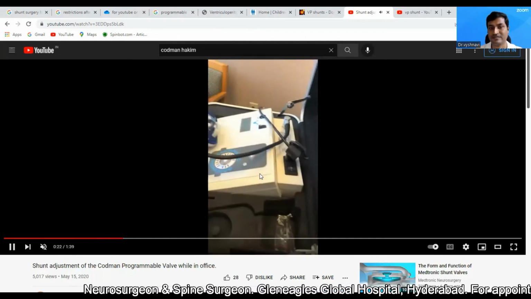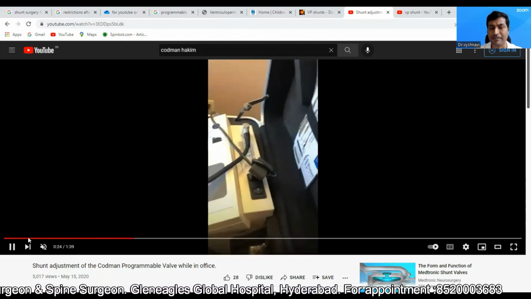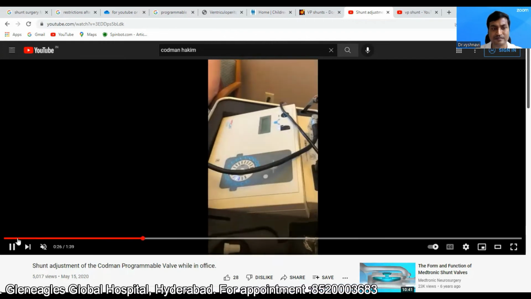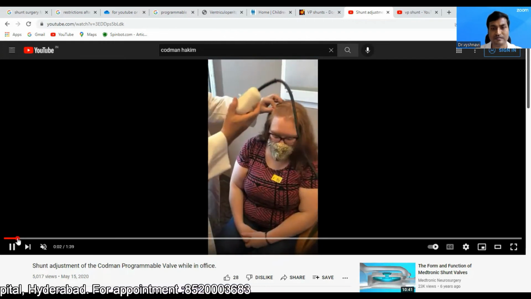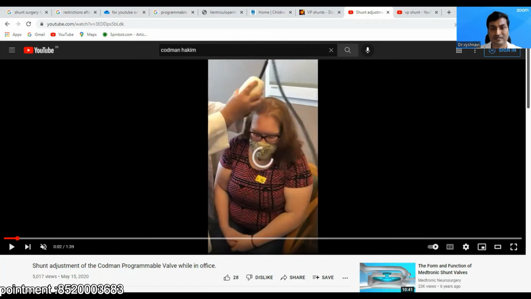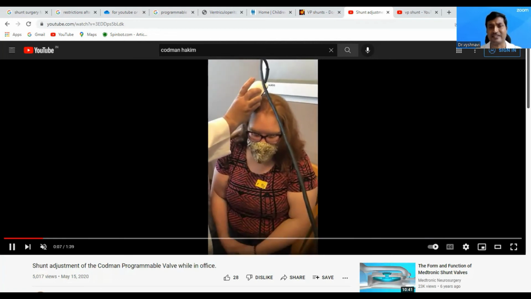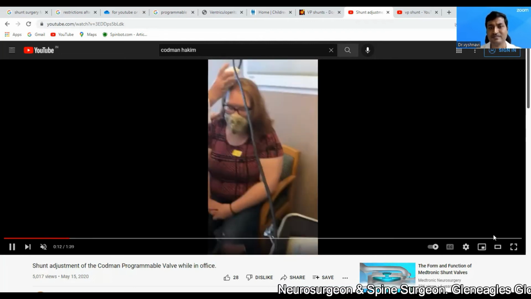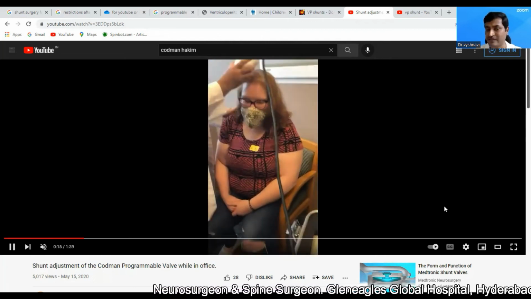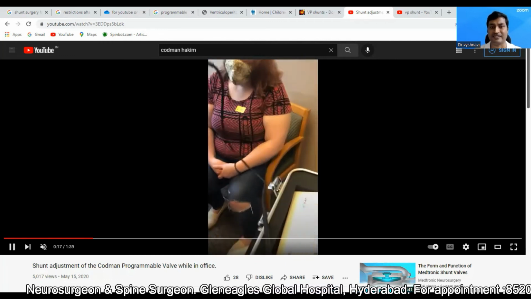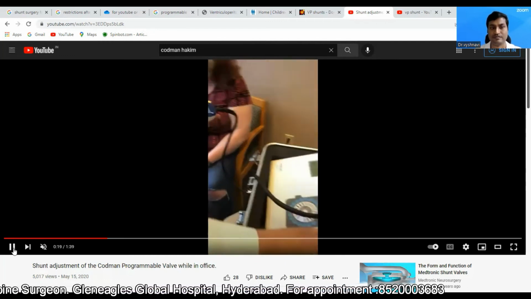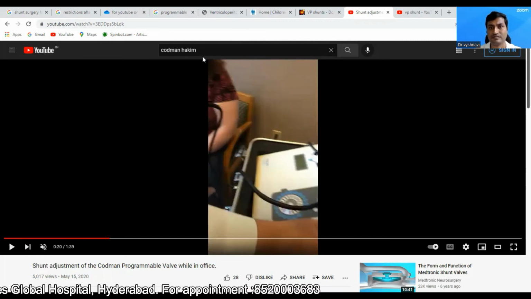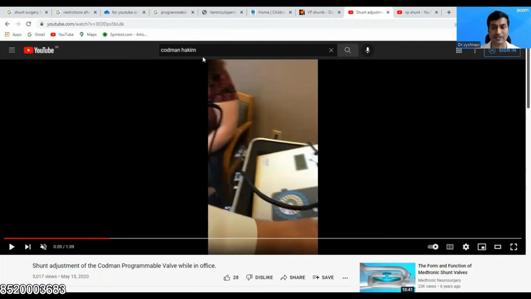That's all. This is the machine. This is just like a Bluetooth. Let me replay it. I just keep this Bluetooth over that device, over the shunt. In my OPD, you put the adjustments, switch on the machine, the shunt is adjusted. So that's all. The pressure adjustment is as simple as that.